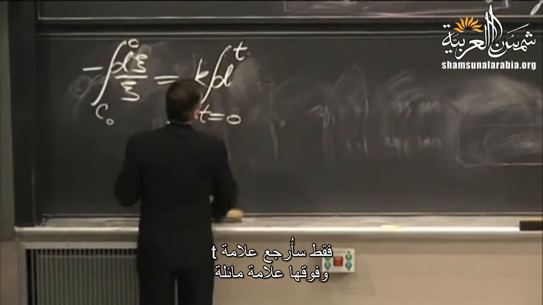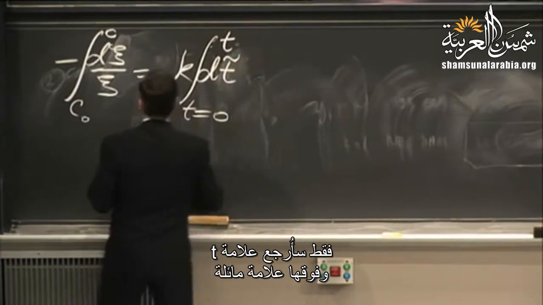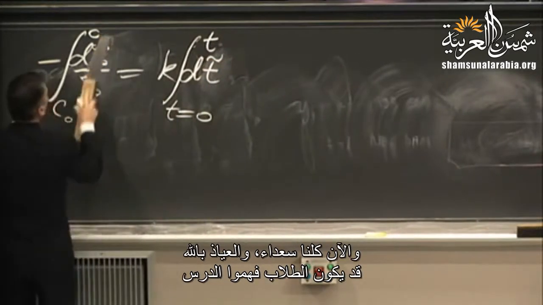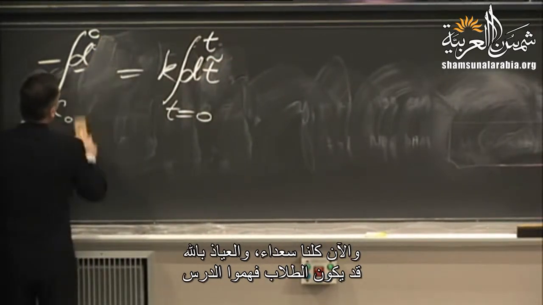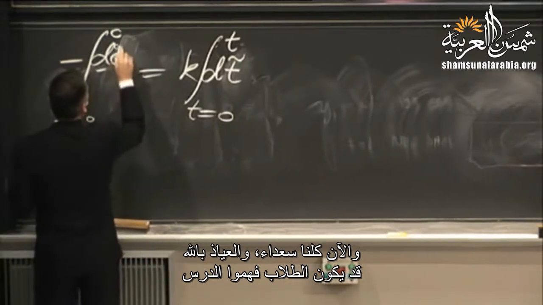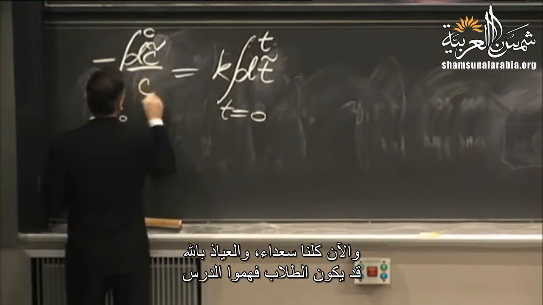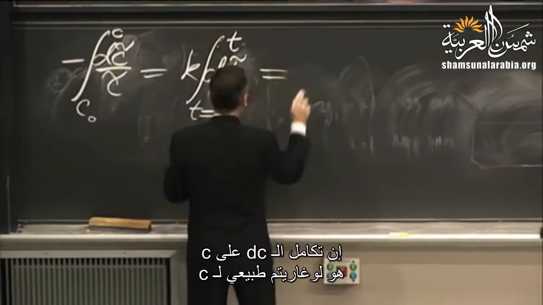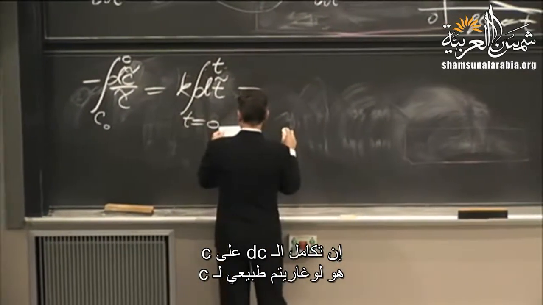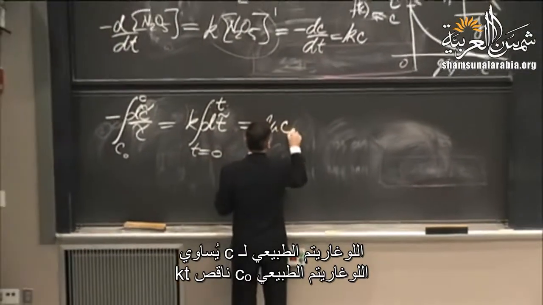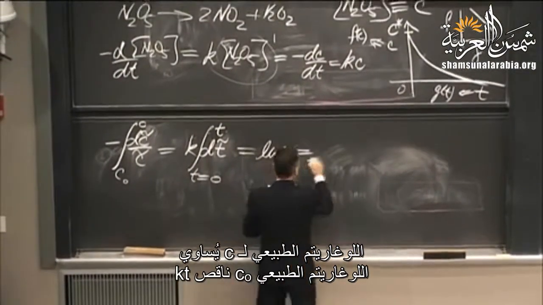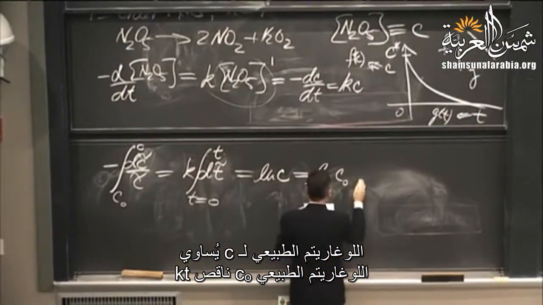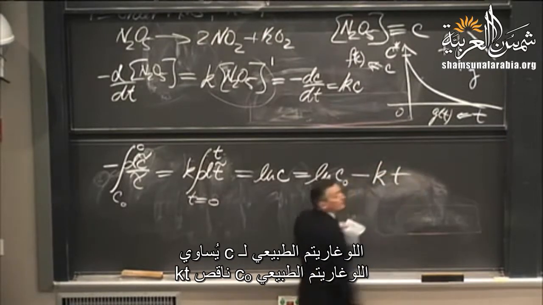So what we will do is we'll put the t back and put a tilde over it, and now everybody is happy, and heaven forbid the student might even understand the lesson. So I'll do this, c. All right, so we do that, and what do we get? The integral of dc over c is natural log of c. This would be natural log of c equals natural log of c naught minus kt.